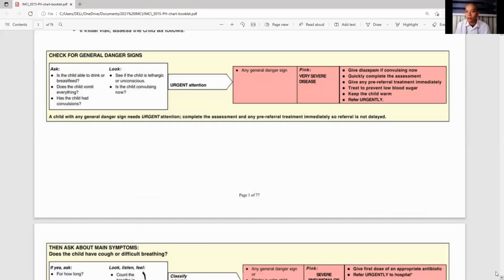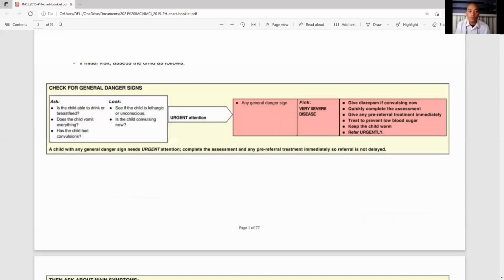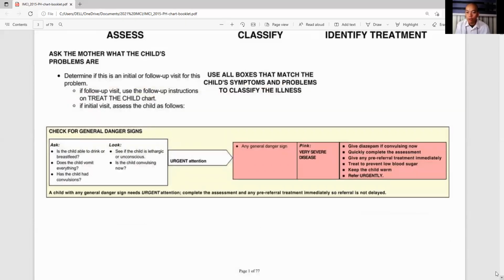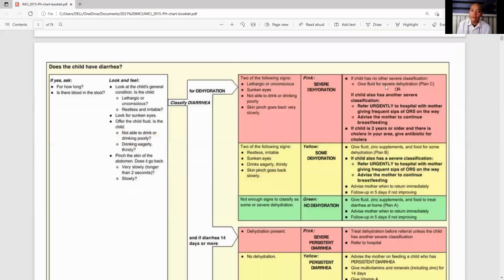Browsing, that's why it's a manual. It's easier to have a manual. I don't know if your classmates were able to buy the manual earlier. Where is that again? There, located in plan C. If the child also has another severe classification, refer urgently to the hospital with the mother, giving frequent sips of oral rehydration salts on the way.